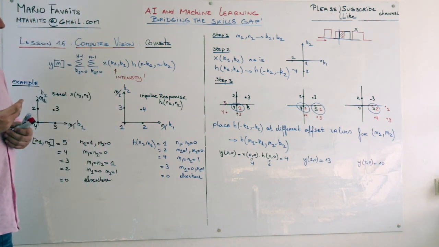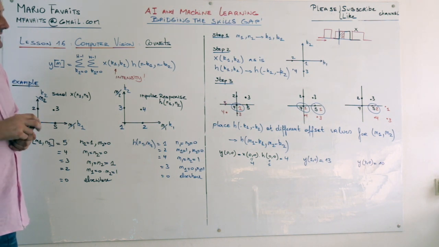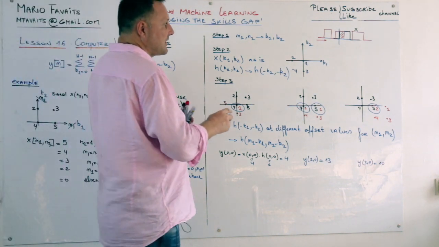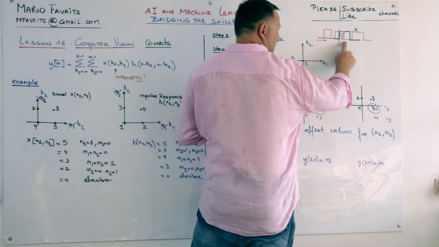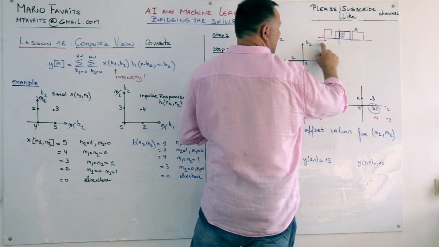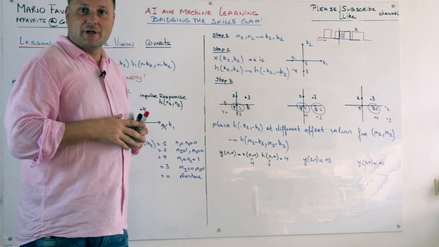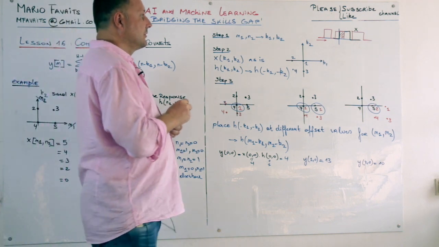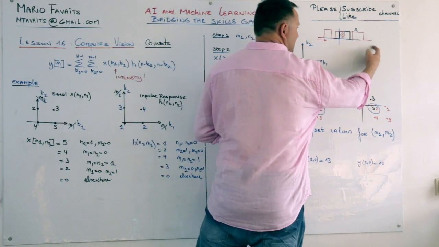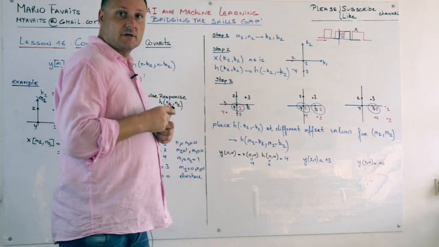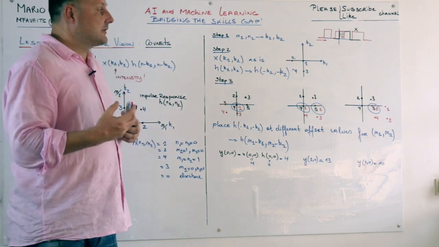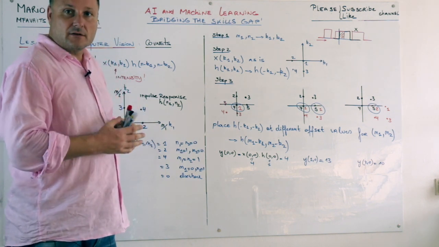This is the idea I want you to grasp: convolution means that you have one signal which you keep as is, and then you move a second signal that we call a filter from minus infinity to plus infinity. And basically this is going to create a third signal.